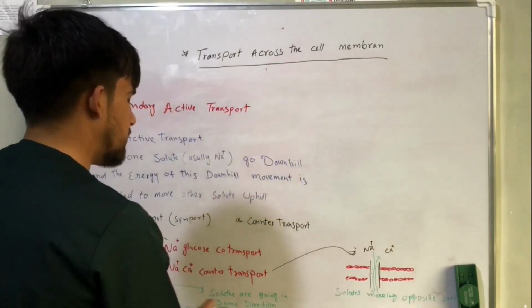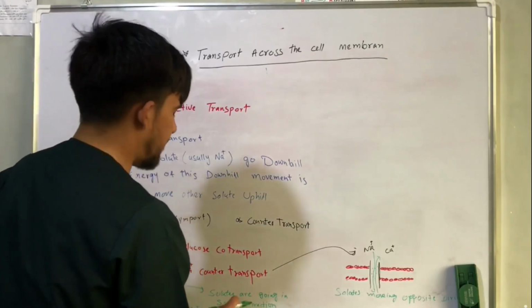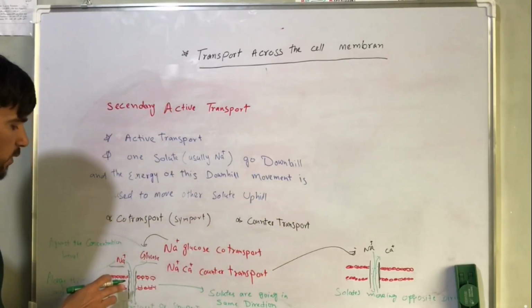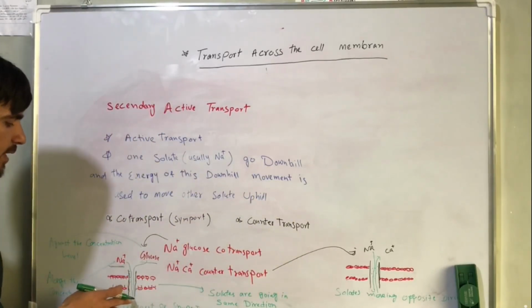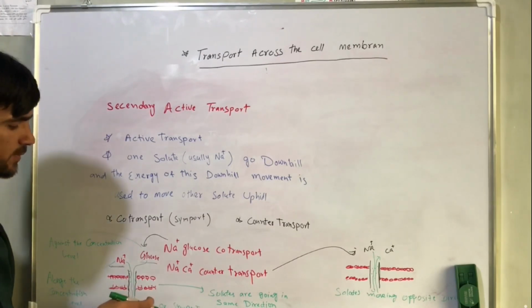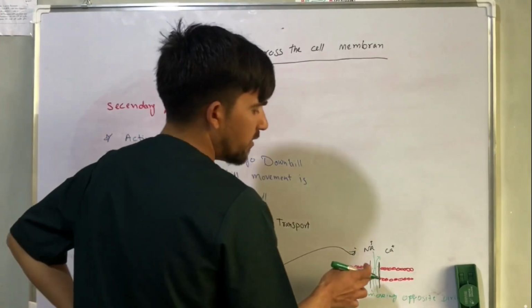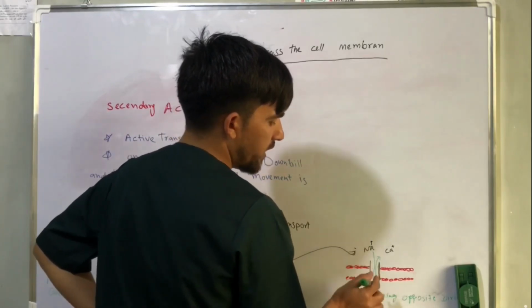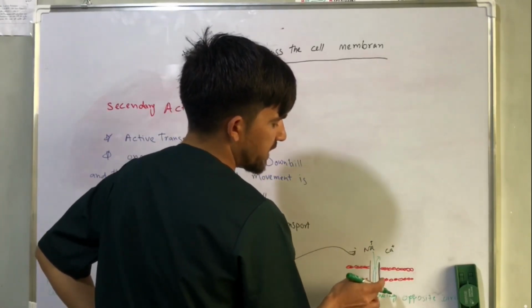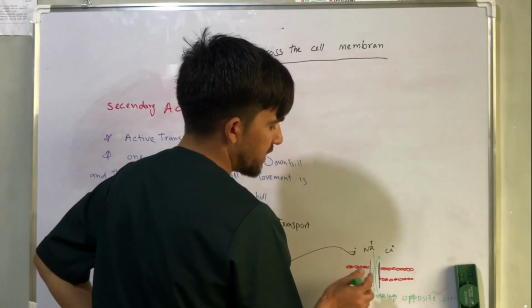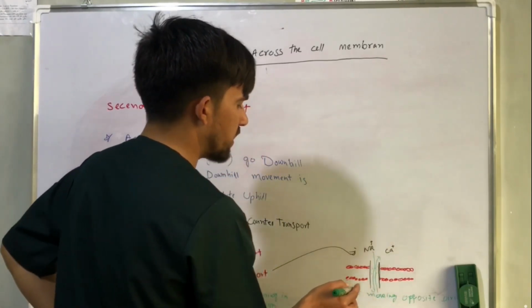The difference between these two transports is that in this co-transport, the solutes are moving in the same direction. That's why it's called co-transport or same port. In the counter-transport, the solutes are not moving in the same direction. They are moving in the opposite direction. That's why it's called the counter-transport.